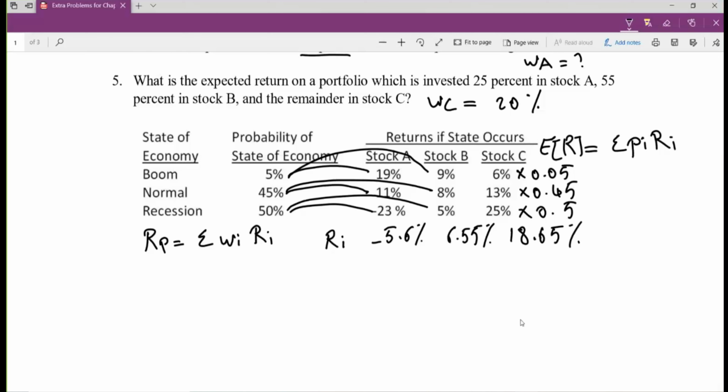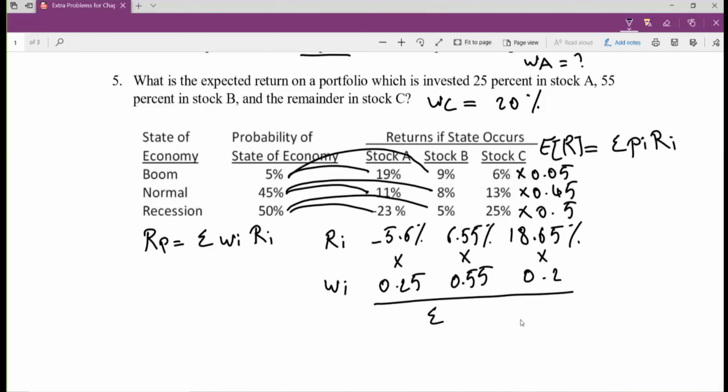Here I can add the weights. So let's say WI. Here I have 25%, so 0.25 in A, 0.55 in B, and finally 0.2 in C. I multiply the expected return of each stock by the weight, and I add everything together. So here the sum is equal to 5.93%.